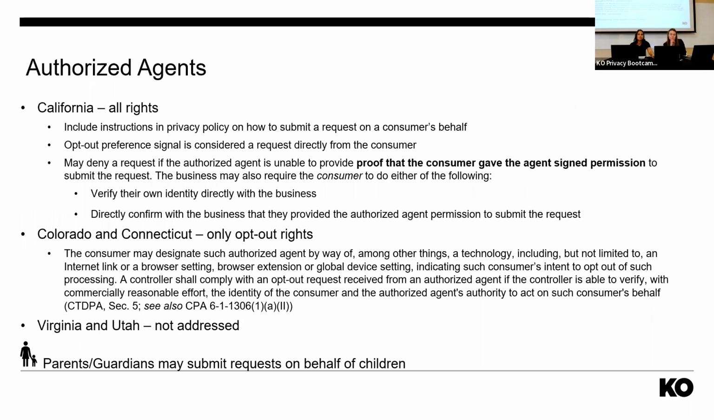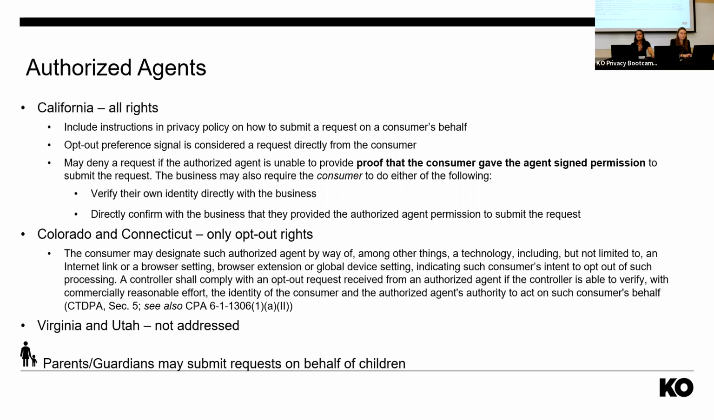Certain of the states are allowing authorized agents, so some third party or individual to submit a request on behalf of a consumer. California, this applies across the board. Colorado and Connecticut, just in the opt-out context, it kind of makes sense. There's going to be these third party vendors that allow you to exercise your opt-out rights across the board, so that's going to be allowed. Virginia and Utah, it has to be the consumer. So narrowing your response requirements.